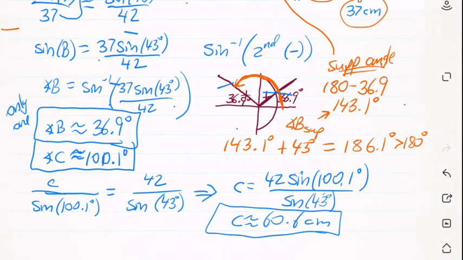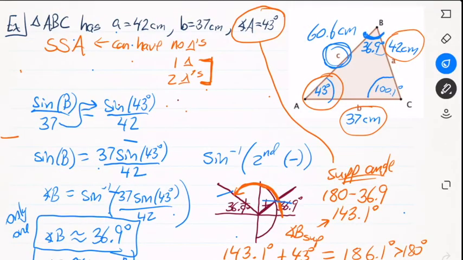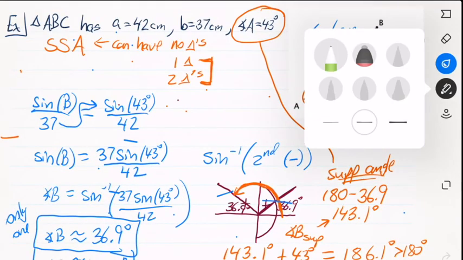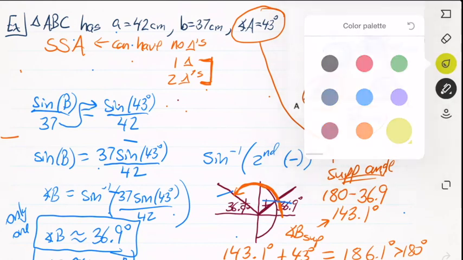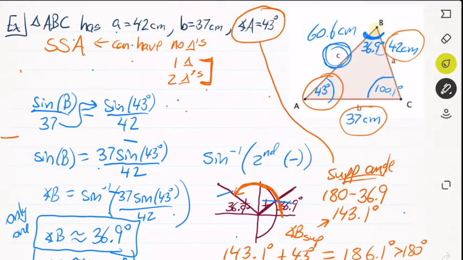across from the biggest angle, and the smallest side should be across from the smallest angle. So the smallest angle here is 36.9, and opposite it is 37 centimeters, and the biggest angle is 100.1, and opposite it is 60.6. And it makes sense that 60 is the biggest number in the entire triangle sidewise, and it's across from 100. And 37 is the smallest side of the triangle, and it's across from the smallest angle. It's a good check, so you can kind of see that your work is right.